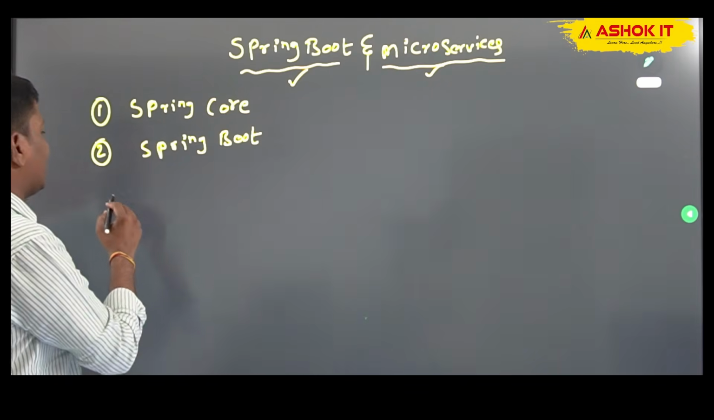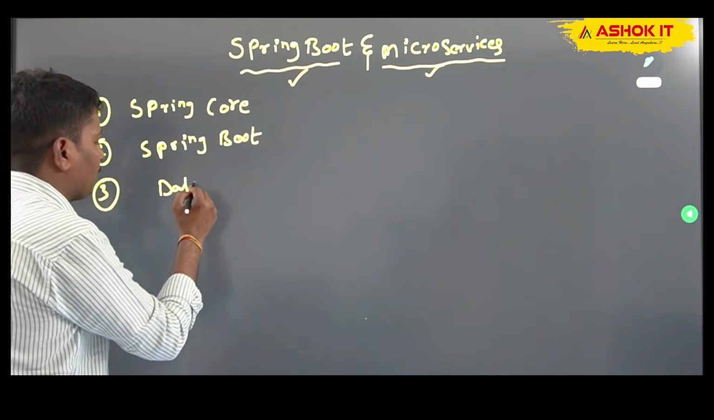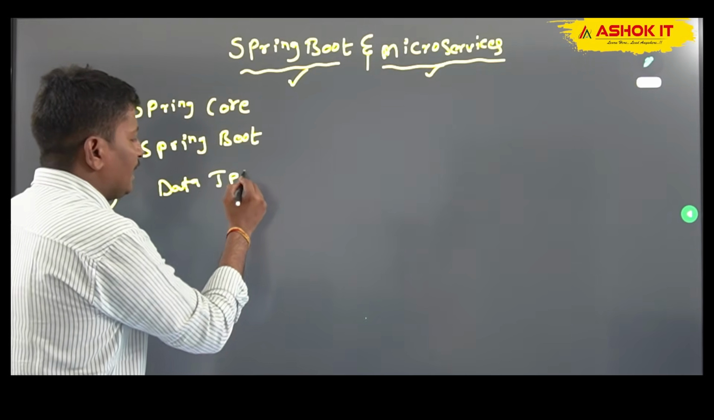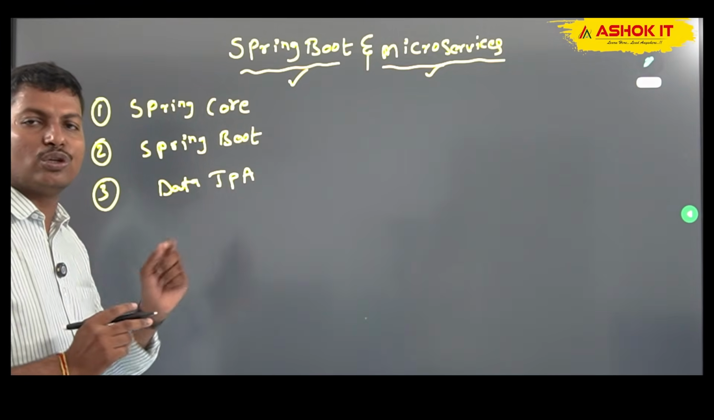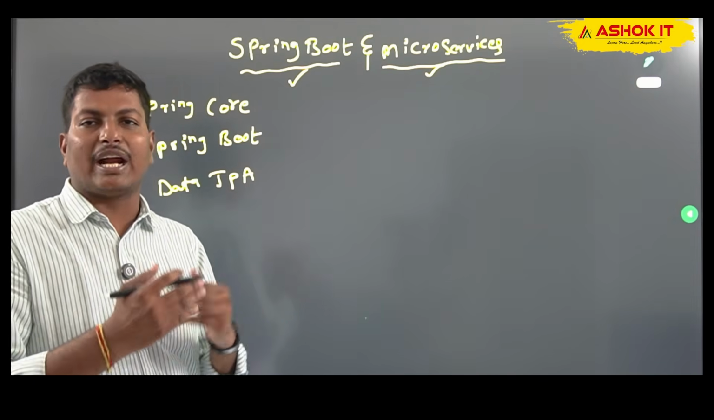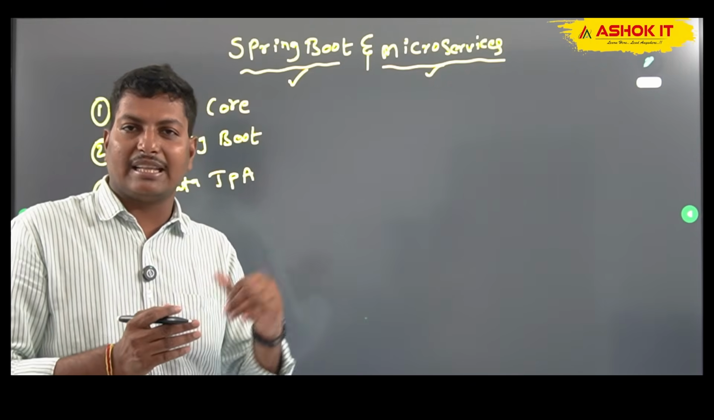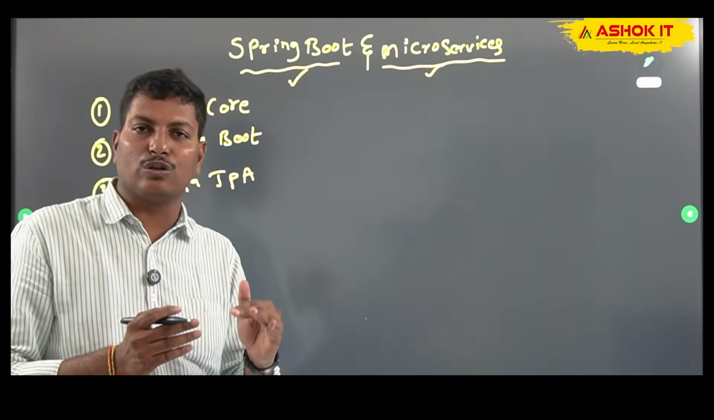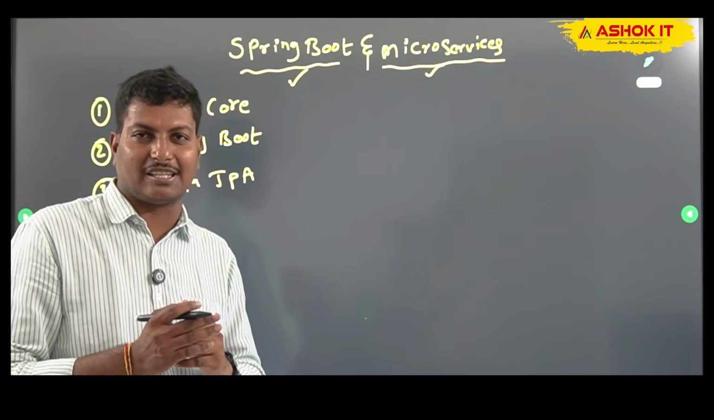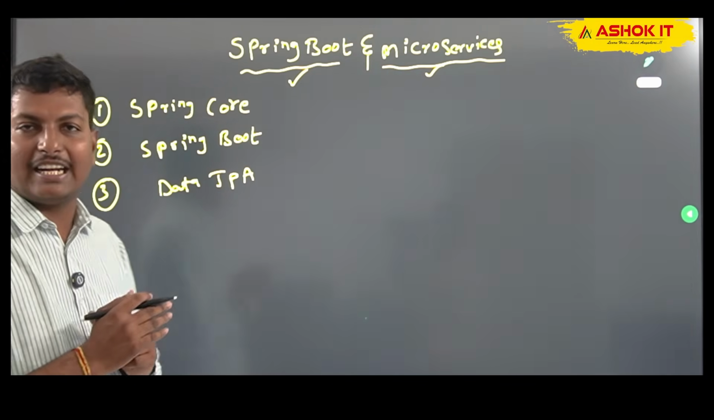Then once you have clarity on Spring Boot, you can learn the Data JPA module. Data JPA module is used to develop the persistence layer. Earlier, we used to write a lot of logic to perform DB operations like get the connection, create the query, execute the query, process the result, close the connection. All those things we can avoid when we go for Data JPA.